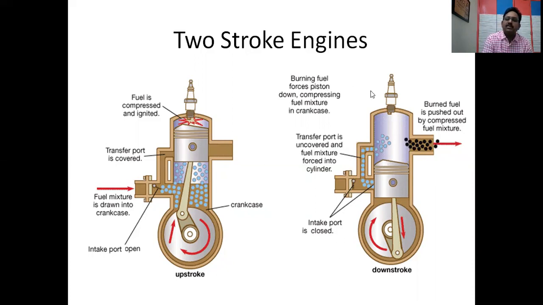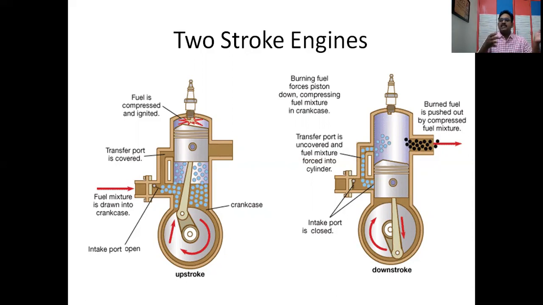Next, whatever gas is already inside during this downward stroke will be compressed, and the fresh charge will come in. Again the burnt gases will go out, and the fresh charge will be sent inside the combustion chamber through the transfer port, and the intake port will be closed. So this cycle repeats. This is what happens in the two-stroke.